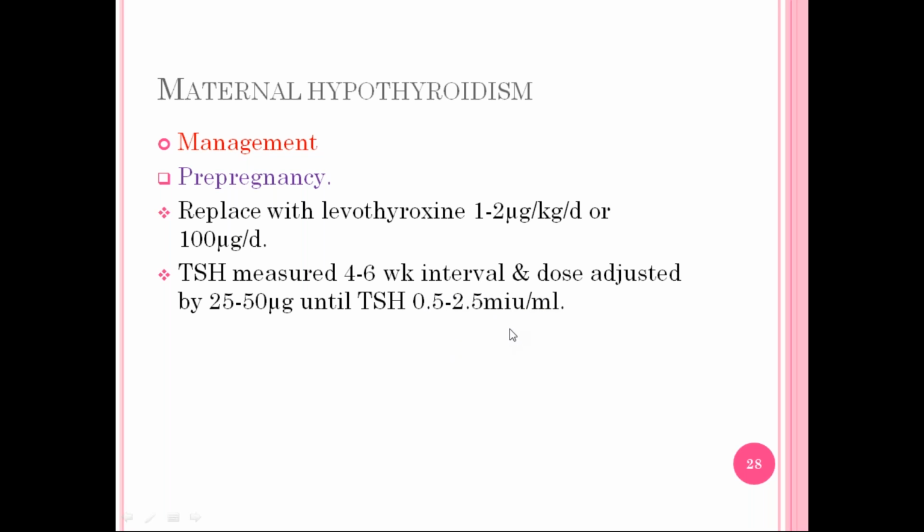If she's not pregnant, then this value will be more. Usually less than 5 is normal in non-pregnant women. But in pregnancy, the cutoff is at a lesser level. Why? Because I told you what happens in pregnancy because of HCG. So you have to maintain between 0.5 to 2.5 milli international units per ml. All right.